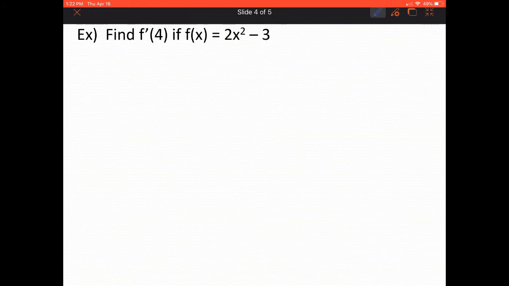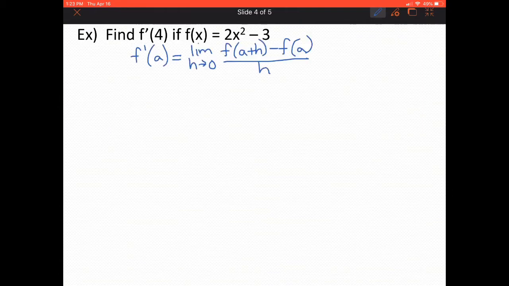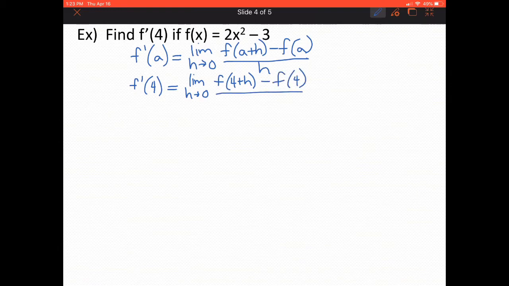Okay, so we're going to find f prime of 4, or the derivative of the function at 4. So I'm going to write down my formula again. When we find f prime of 4, we have the limit as h approaches 0 of f of, and we're going to be plugging in 4 plus h, minus f of 4, all over h.